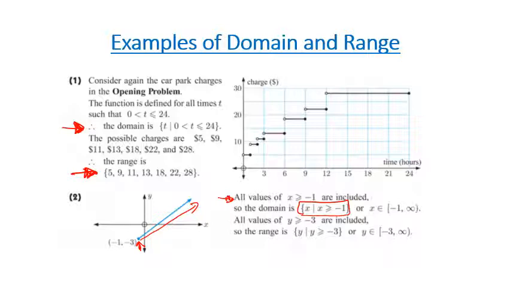The range looks like it's greater than or equal to -3, because the graph is just going up in a straight line, it's not coming back down. So the lowest point on that graph vertically is -3. Therefore, we can write y is greater than or equal to -3.